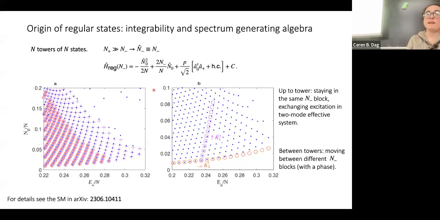And it turns out that they are originating from the integrability in the model. And there is some approximate spectrum generating algebra that we could write to actually generate them. So let me first tell you how this happens.